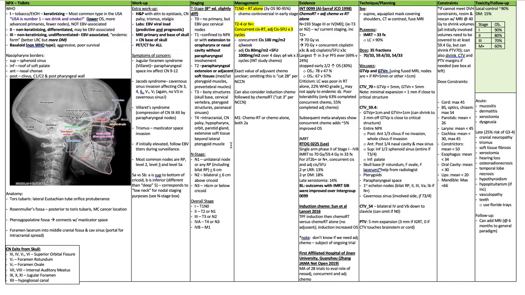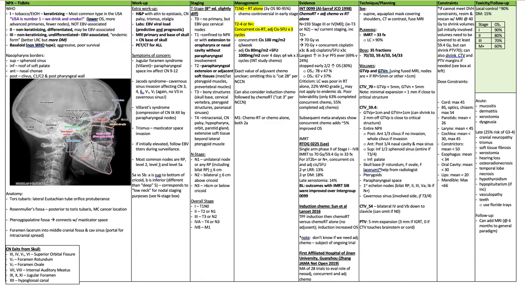N stage. N1, unilateral node or any retropharyngeal nodes, including bilateral retropharyngeal nodes, that are less than or equal to 6 centimeters. N2, bilateral nodes less than or equal to 6 centimeters above the cricoid, with the exception of retropharyngeal. N3 is greater than 6 centimeters or below the cricoid.